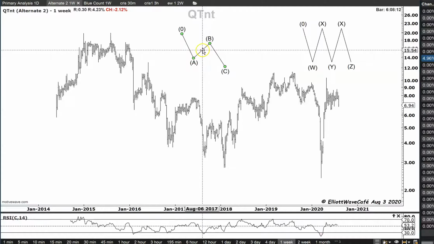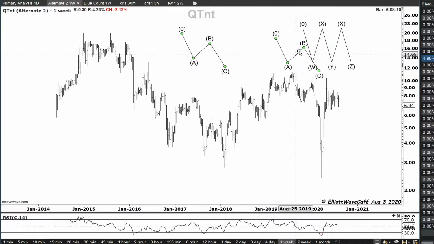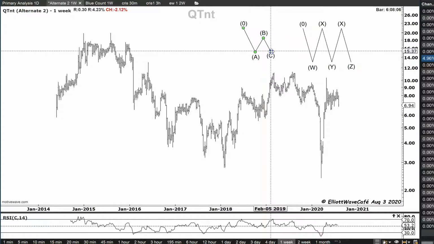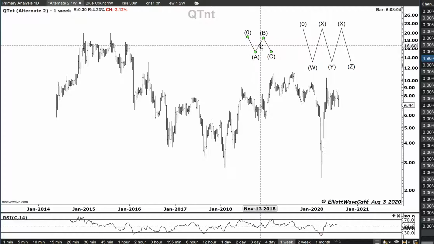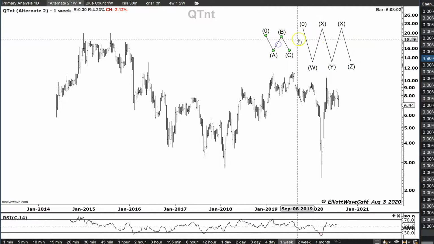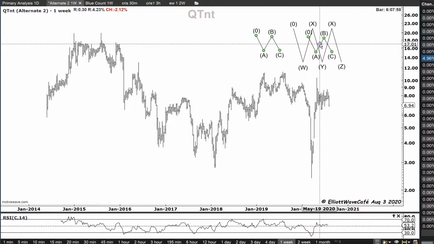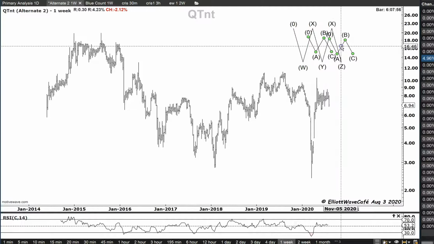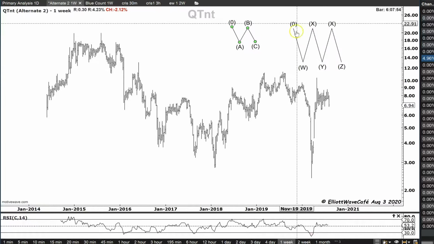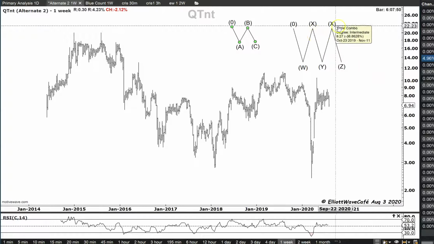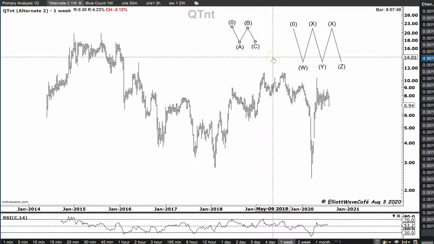So if I take this ABC, you're going to find it in this wave W. If I shrink it a little bit in here, it's going to be part of this wave W first, then you're going to get a wave X, then you're going to get another zigzag here as part of this wave Y, and then another zigzag as part of this wave Z. So a triple zigzag is nothing else than a series of zigzags connected by X waves. X waves can be anything they want. It can be any type of 3-wave pattern. It can even be a triangle if it wants to.